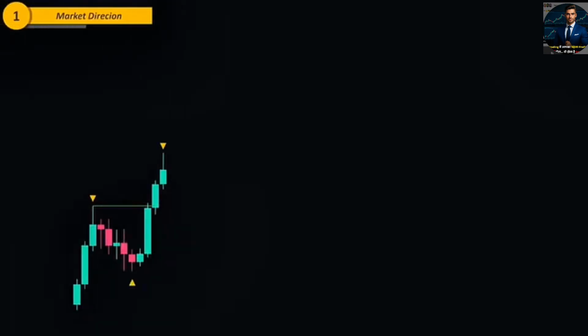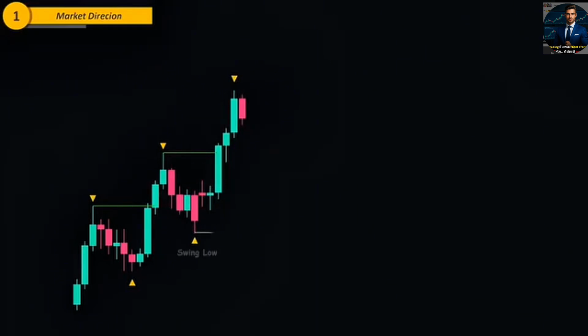Number 1. Market direction. When price forms a 1, 2, and 3 moves followed by a breakout, we have a trend. If price breaks above the most recent swing high again, we have a trend continuation. As long as the price stays above the latest protected swing low, the market remains in an uptrend, and we stay bullish on this pair.